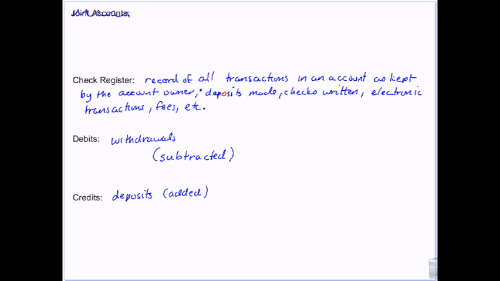Okay, so the deposits that you've made, checks you've written, electronic transactions, fees, etc. And this is highly recommended.